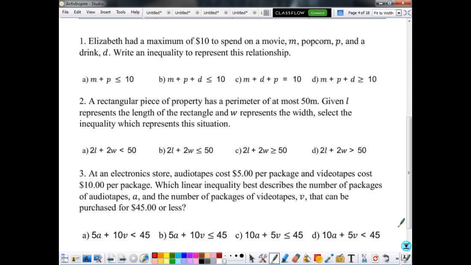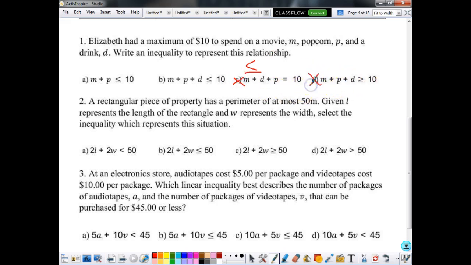Okay, so a maximum of 10. Which symbol would that be? Maximum. So it's the less than or equal to, right? We're looking for this symbol. So you can scratch out C and D. C has an equal sign, so that's incorrect.